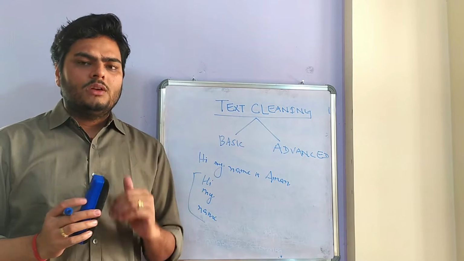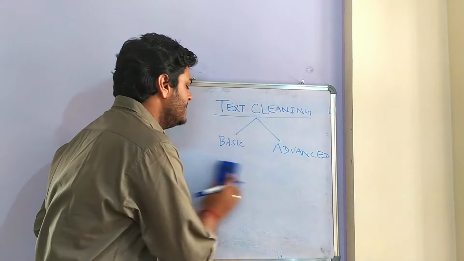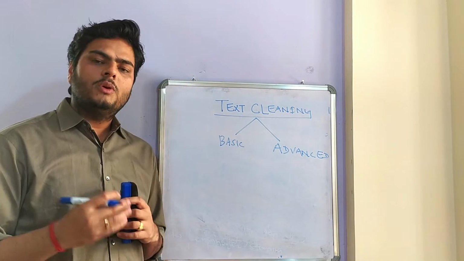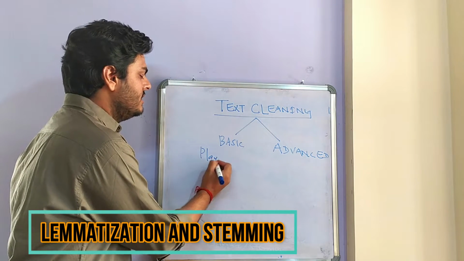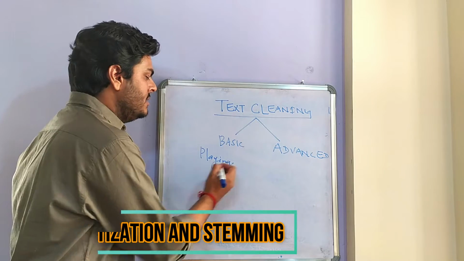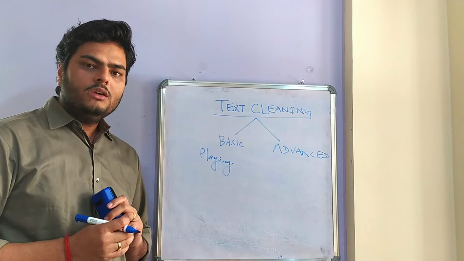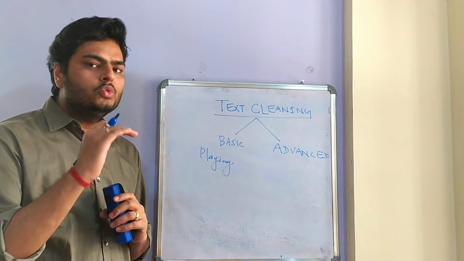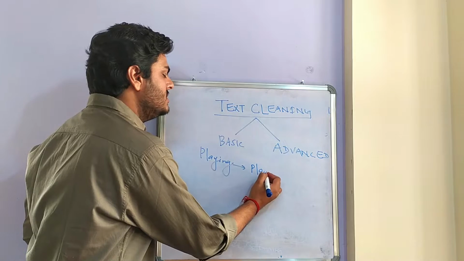Now coming to one important cleaning technique that is known as lemmatization or stemming. So what is the meaning of that? Let us say there is a word "playing" in your NLP corpus or in your text data. If there is a word "playing", converting this to the root word. So what is the root word from this word? The root word is "play".